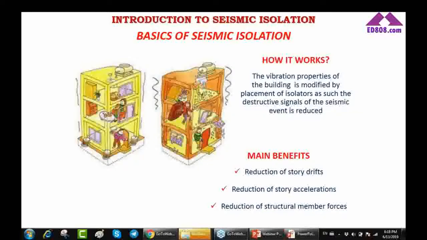Sorry for that. So the main benefits of using seismic isolators are that we reduce the story drift, which means the damage in our building. We reduce the story accelerations. That was one of the questions asked. We reduce the story accelerations so that we do not have any problems with the non-structural members as well, like furniture, plumbing system, or maybe even you do not feel the earthquake. You do not feel an earthquake, and we reduce the structural member forces.